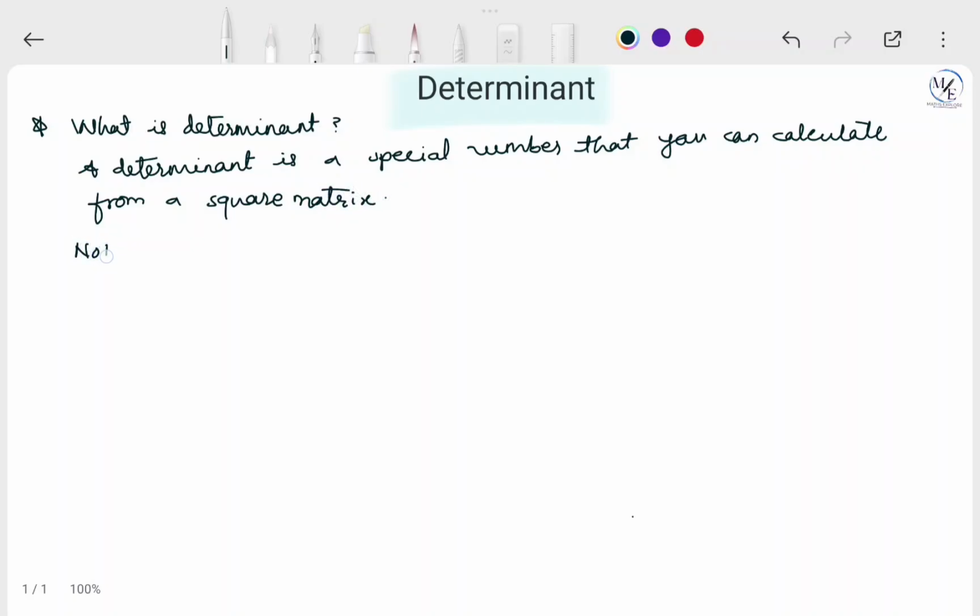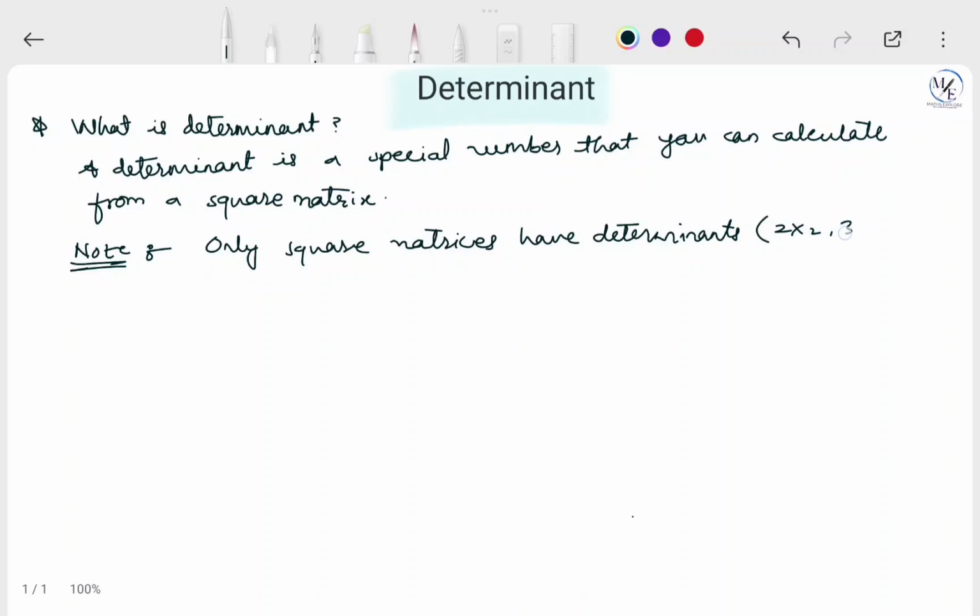Note that only square matrices have determinant. For example, 2 cross 2, 3 cross 3, and so on.